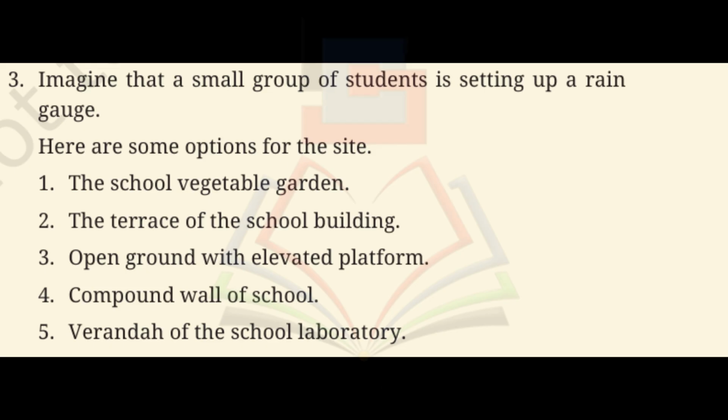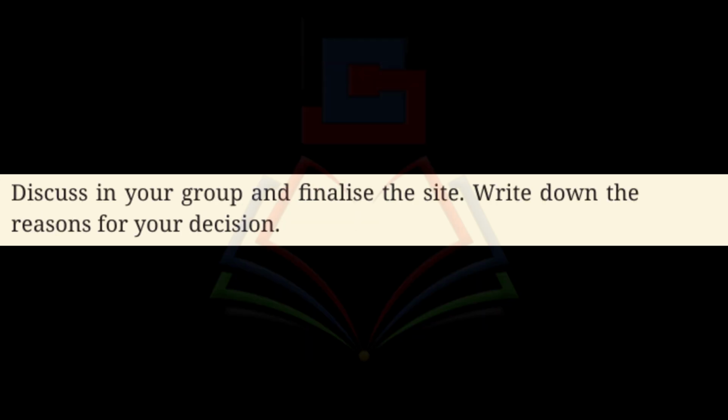Page number 42. Imagine that a small group of students is setting up a rain gauge. Here are some options for the site. The school vegetable garden. The terrace of the school building. Open ground with elevated platform. Compound wall of school. Veranda of the school laboratory. Discuss in your group and finalize the site. Write down the reasons for your decision.